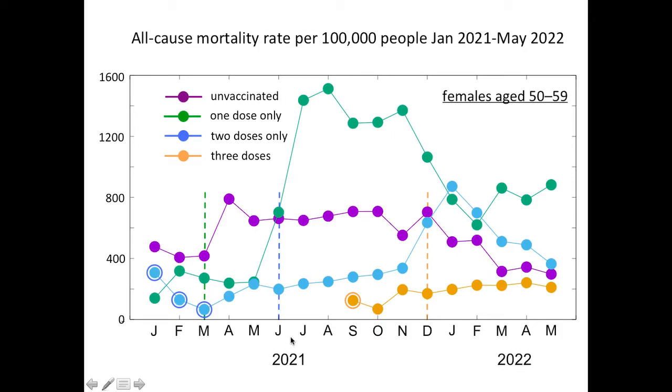But what's interesting is that the shape of the curves is relatively similar, even though we have much smaller numbers of deaths. So these large changes in 1 and 2 dose, relative constancy of the unvaccinated group, and then that declining over the spring, and again the booster group staying relatively constant over the spring in terms of mortality rate.